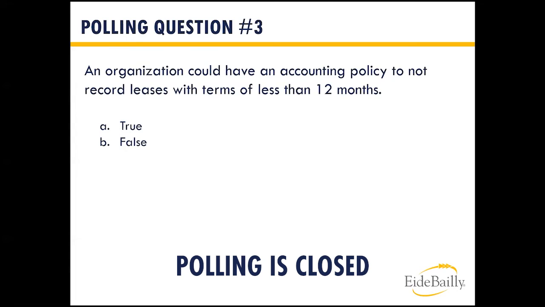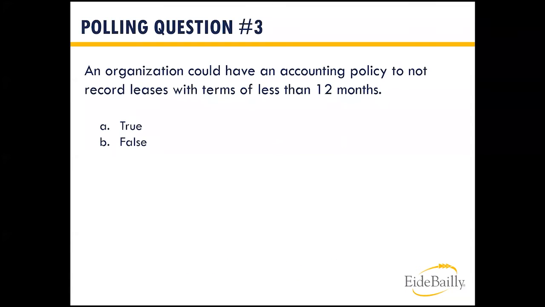All right, looks like voting has stopped, so we're going to close this. Here are the results. So this is true. Looks like about 80% got it. You could have a policy that anything less than 12 months is excluded, once you've gone through all the considerations of what the true term is, taking into consideration anything you're reasonably certain to exercise, and any options to renew. So this is true. And with that, I'll pass it over to Andrea to talk about some of the tax implications of the new standard.